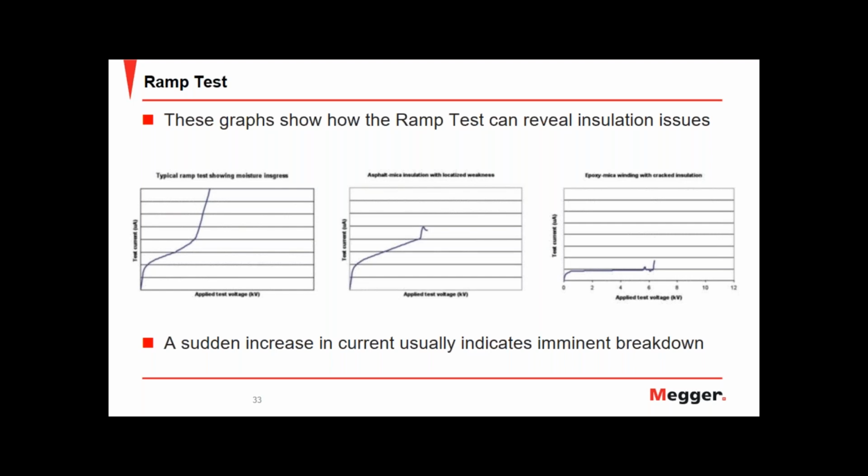On the middle one, we're seeing some localized weakness. There's been a quick, dramatic rise in the current, a sharp acceleration in the current rate. And again, that indicates a localized weakness. And on the right-hand side, we can see a very stable current, and then it starts to do all sorts of things and goes up again. So this indicates cracked insulation. So any sudden increase in current usually indicates an imminent breakdown.